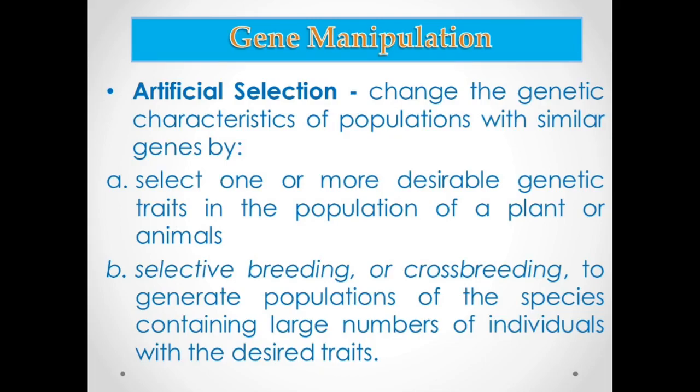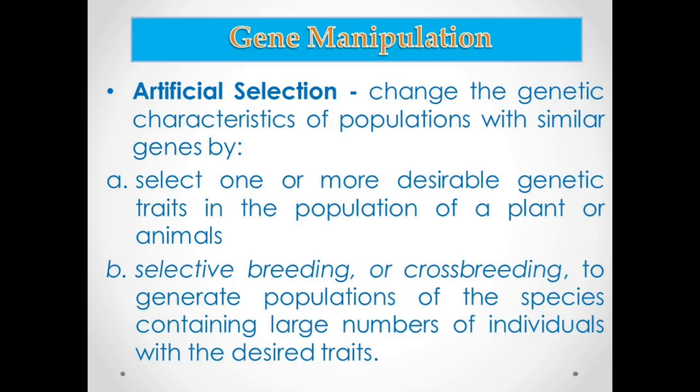Okay, so we breed them, or we crossbreed them, to produce species with our desired traits. Okay, so that is also one way that humans can manipulate or combine genes.